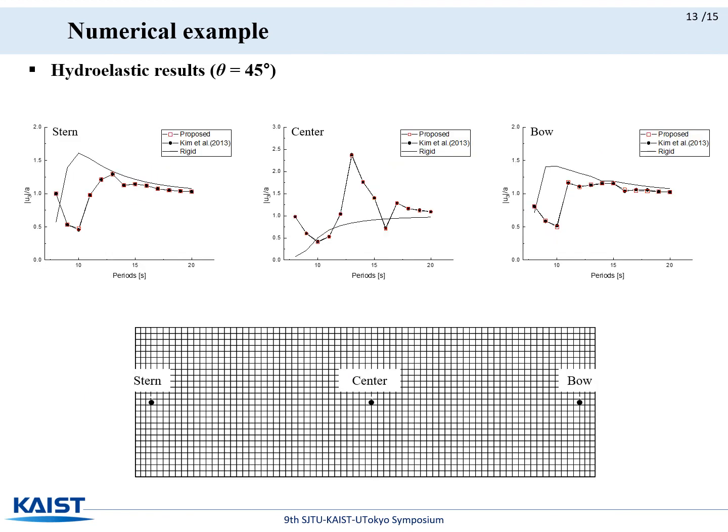We carried out the hydroelastic analysis to investigate the hydroelasticity effect. Results are indicated at the 3 points on the bottom of the ship: stern, center, and bow. We also plot the result of the proposed formulation for the rigid body case. Then we can investigate the hydroelasticity effect.